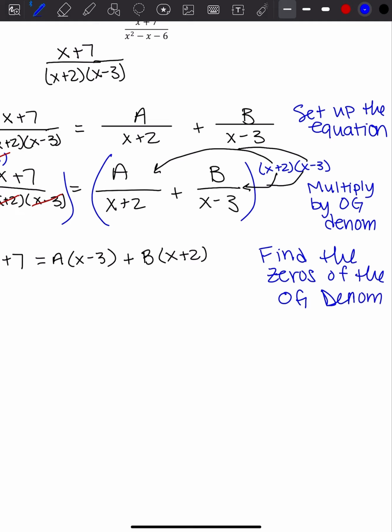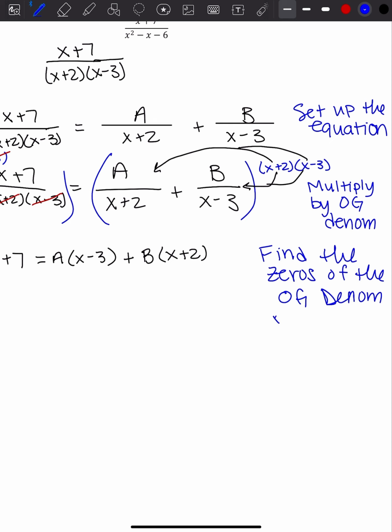So we're going to take the two factors from the denominator originally, x minus 3 and x plus 2, and set both of those equal to 0. So we have x plus 2 equals 0, x minus 3 equals 0. This gives me x equal to negative 2 and x equal to 3. So these are the numbers that we're going to plug in: x equals negative 2 and x equals 3.